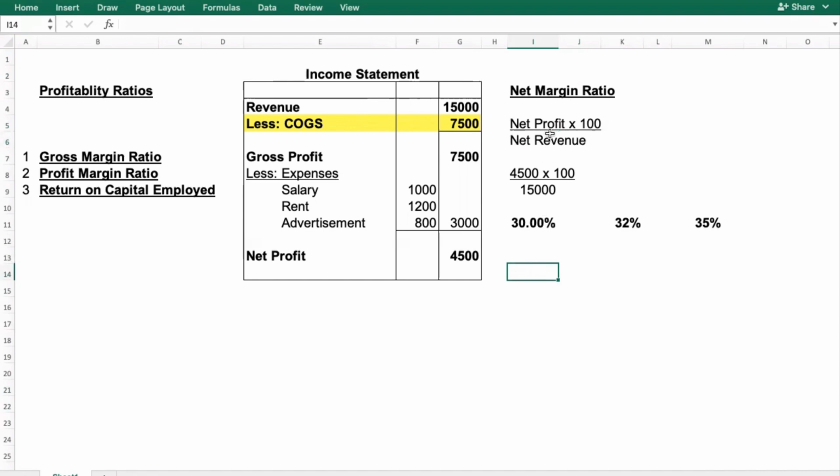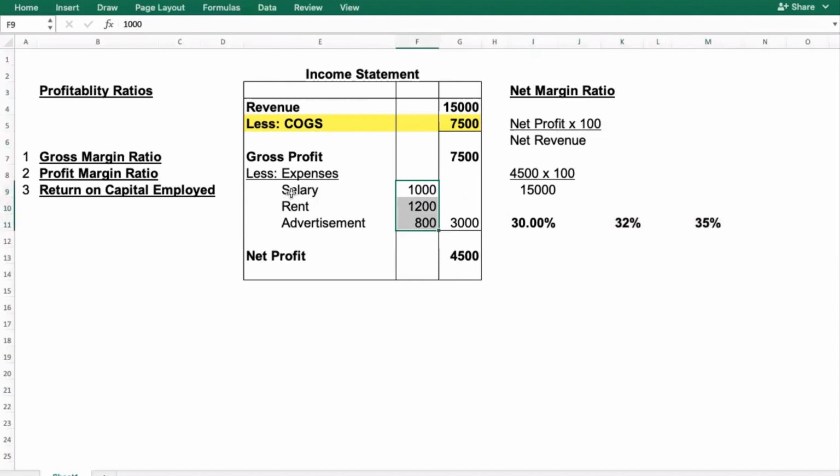Now, can you tell me how you can increase the net margin ratio? What strategy will you follow? To increase the net margin ratio, we can increase the net profit. So for that, how will you increase the net profit? By increasing gross profit. Okay, one idea. Second, we can reduce our expenses. Excellent. We should reduce our expenses.